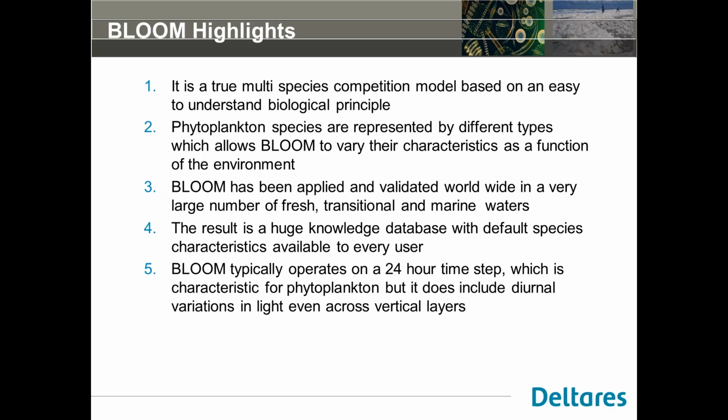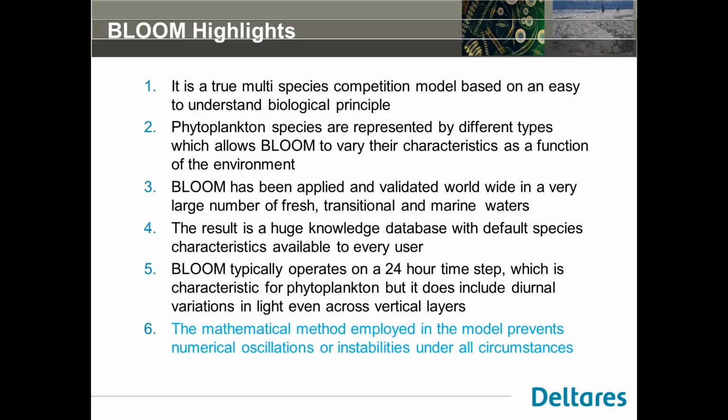Then there's one additional highlight that I do want to mention because it's important, but will not be dealt with explicitly during this webinar. That's number 6. The mathematical method employed in the model produces no numerical oscillations or instabilities under all circumstances. And any of you who have worked with other phytoplankton models will sometimes have had problems with numerical problems like overshoots or undershoots or negative biomasses. Forget about all of this, it will never happen in Bloom.